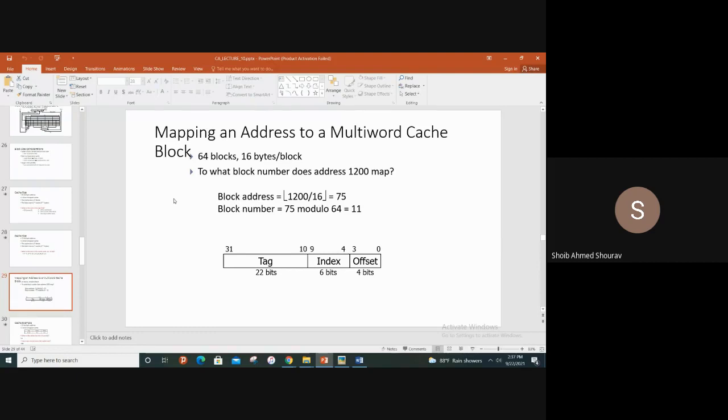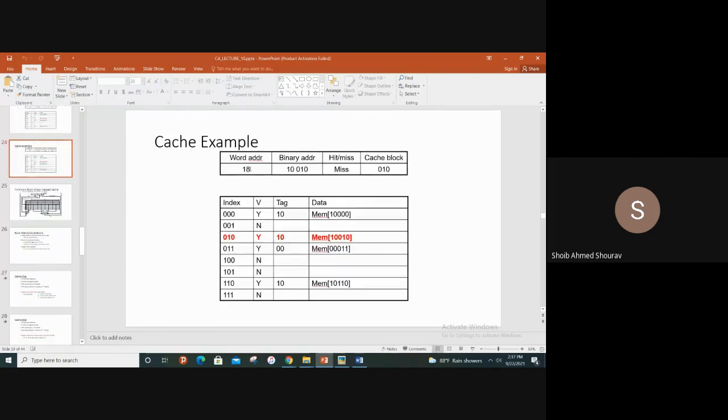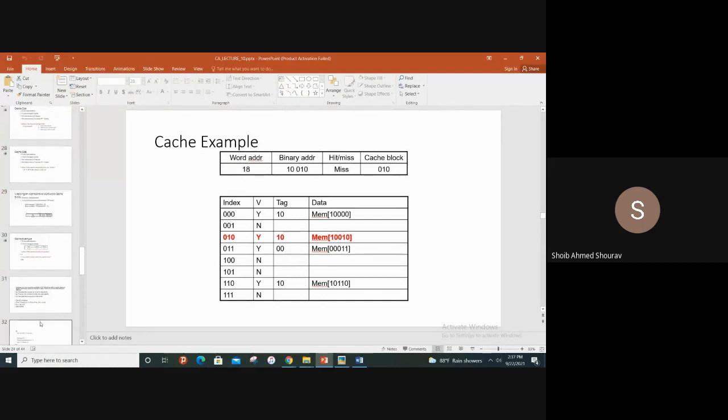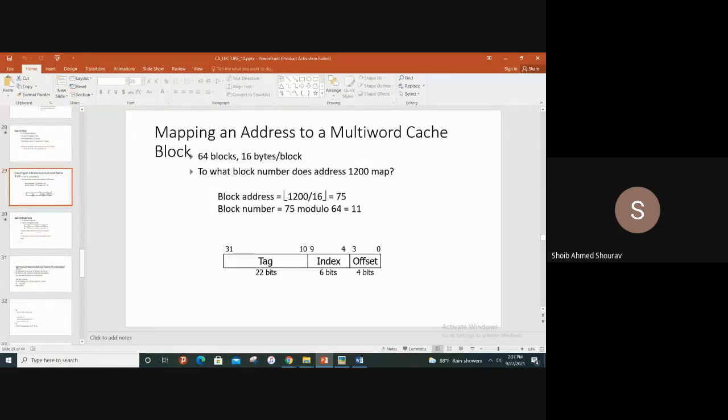Now, previously the processor was demanding a number of words, 18 number words, find out that word for me. Now the processor is demanding different things, bytes. So where does this 1200 number byte go? In which block will it go? Actually, that is not the question. What the processor is demanding is not the question. The question is in which block it will go.